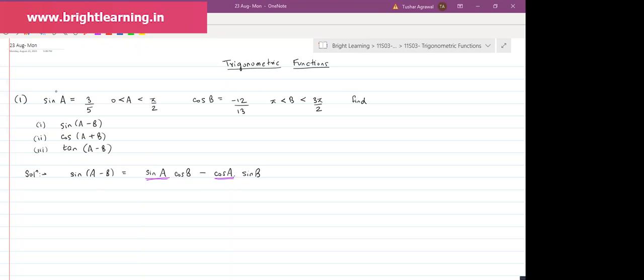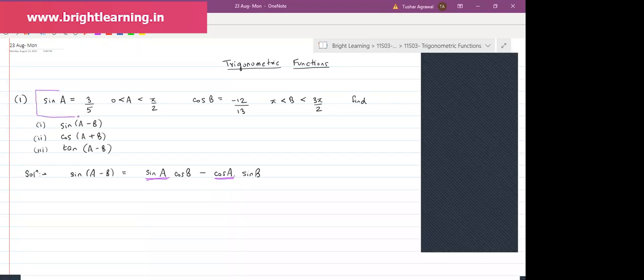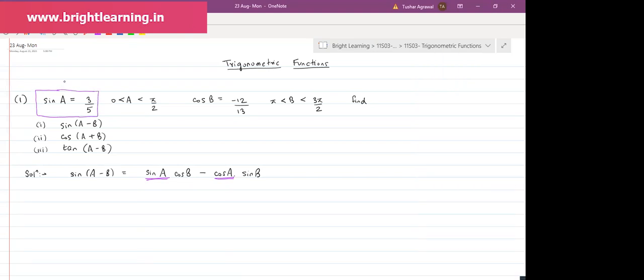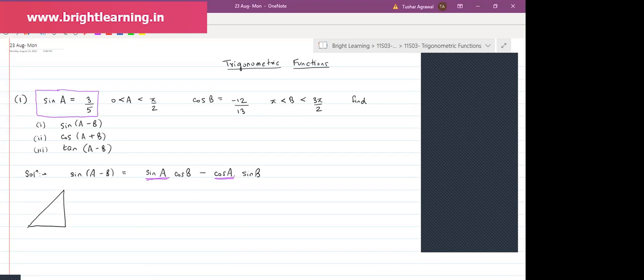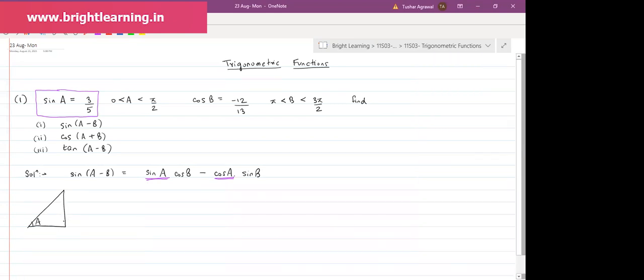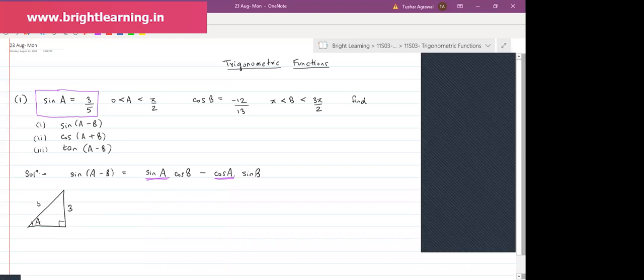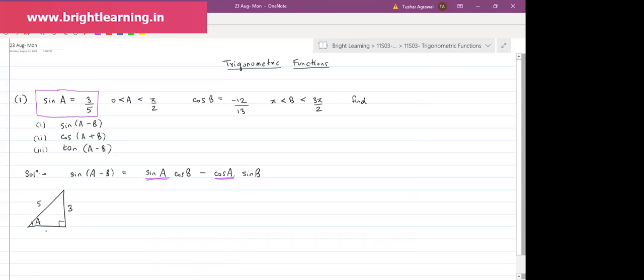So now if sine A is given to you, we have already solved this. It's a 10th standard question that if one trigonometric ratio is given to you, all other trigonometric ratios can be calculated. Say this is your triangle, A is the angle, and sine A is 3 upon 5. So the other value will be 4, actually 3 times a constant, 4 times a constant, 5 times a constant.